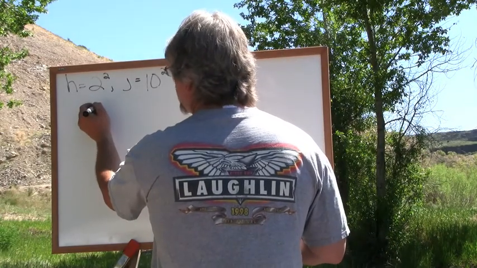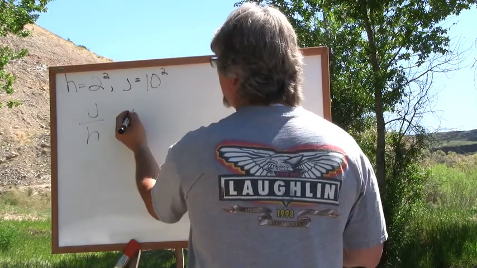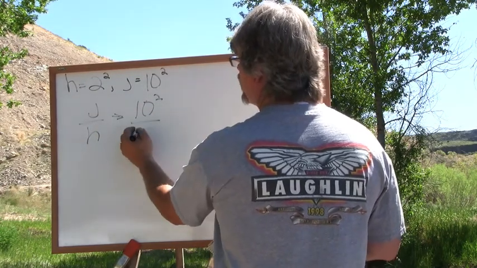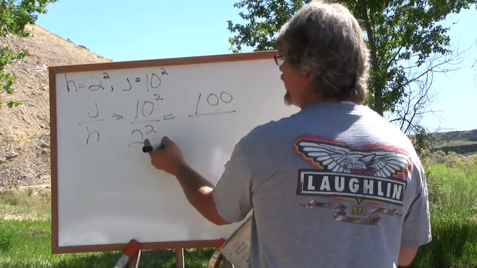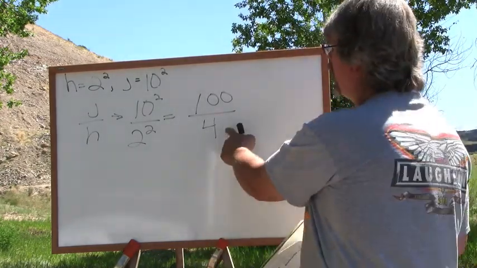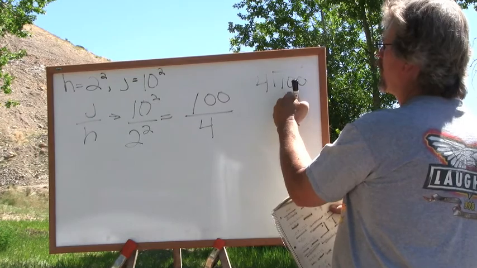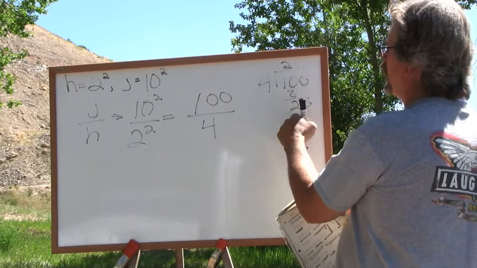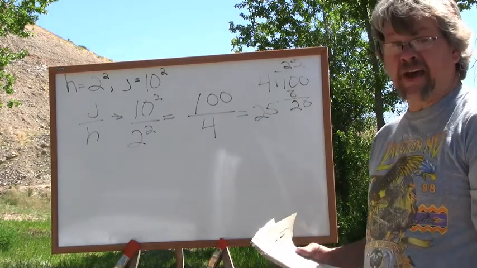What if we're told to divide J by H? Now we have J, this becomes 10 squared over H, which is 2 squared. So this becomes 100 divided by 4. This is an improper fraction. We get to practice our improper fractions. 4 goes into 100 how many times? You divide 4 into 100. 4 goes into 10 twice, leaving you 8. Remainder of 2, drop your 0. 4 goes into 20 5 times. So the answer to this is 25. It's that simple, isn't it?